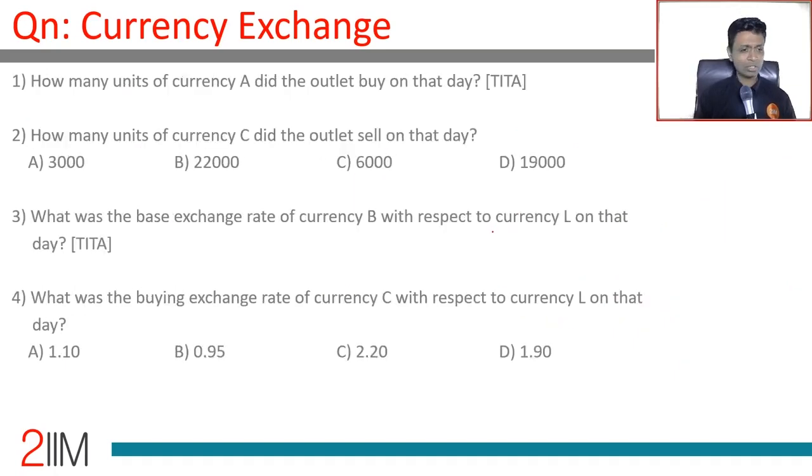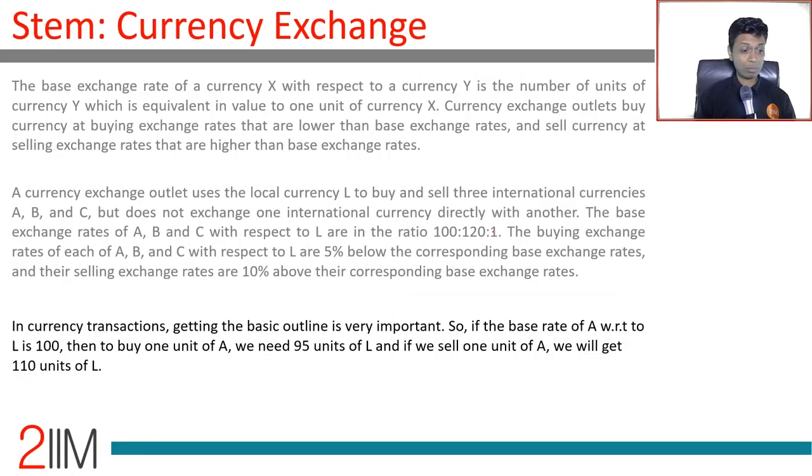Right? Let's look at this. There are 4 questions at the end of it. Let's go step by step, where the transaction idea is important. If the base rate of A with respect to L is 100, then to buy 1 unit of A, we need 95 units of L. And if we sell 1 unit of A, we'll get 110 units of L.